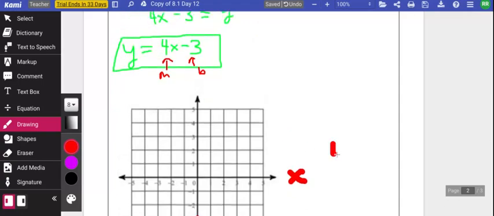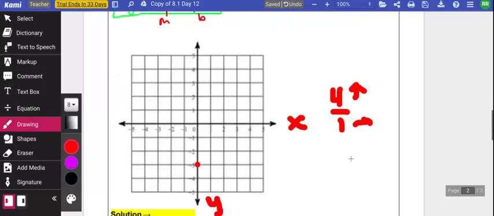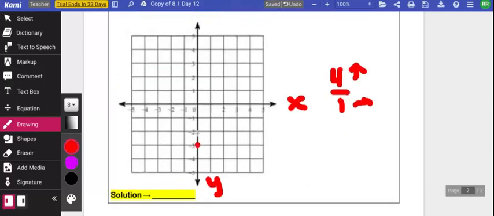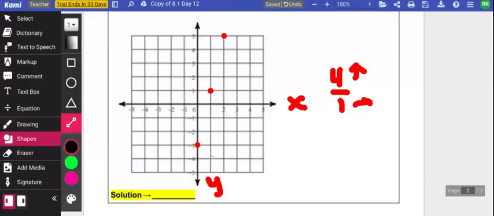The slope is 4, or 4 over 1, right? 4 over 1, which tells me to go up 4 and right 1. Up 4 and right 1. So from b, up 4, 1, 2, 3, 4, and to the right 1. And put a dot. I could do that again. Up 4, 1, 2, 3, 4, and right 1. Insert line, click and drag.